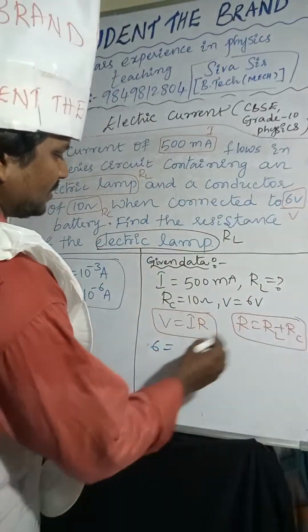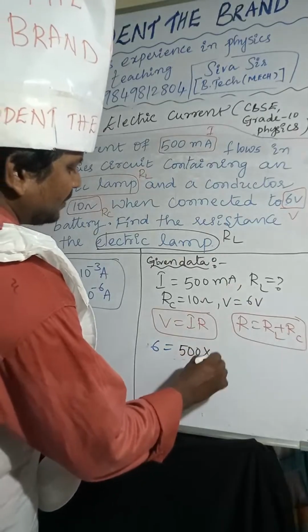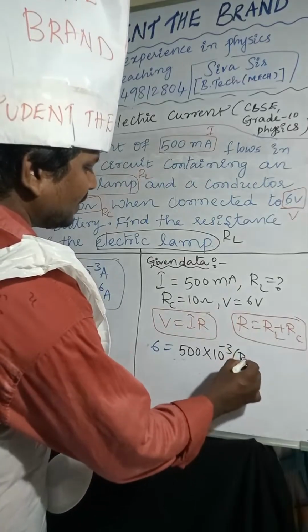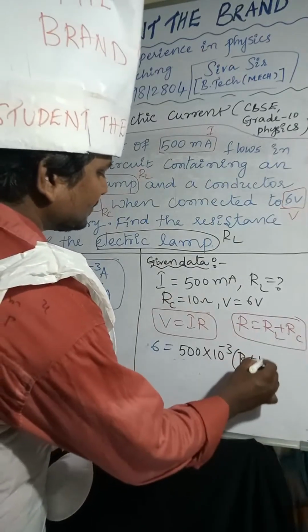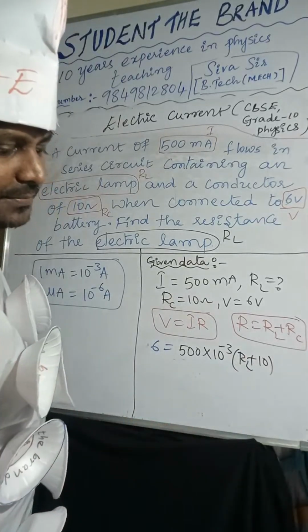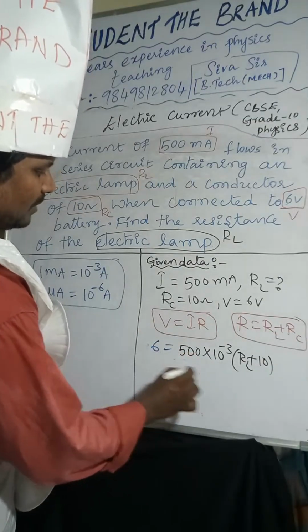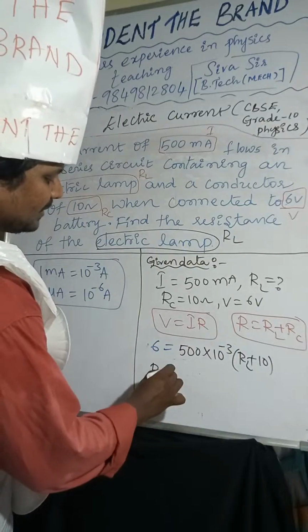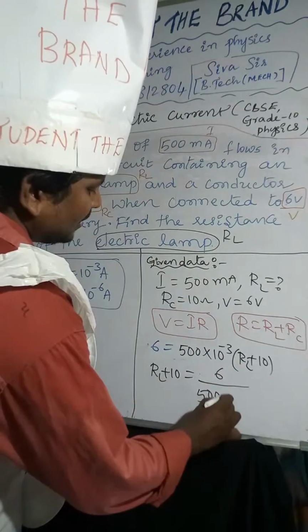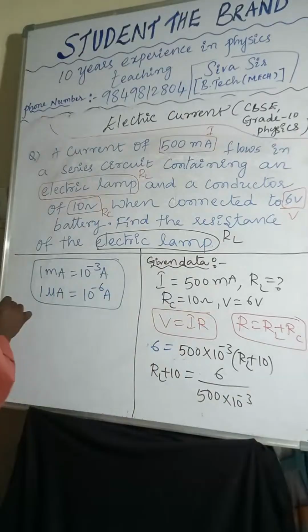Now you can see, V equal to 6, I equal to 500 into 10 power minus 3, and R equal to RL plus RC, we don't know RL, RC equal to 10. So now RL plus 10 equal to 6 by 500 into 10 power minus 3. If it comes up, you can solve here.